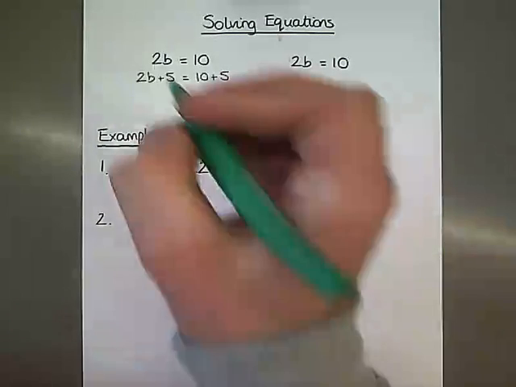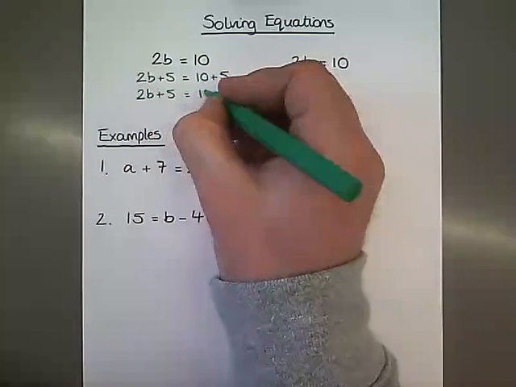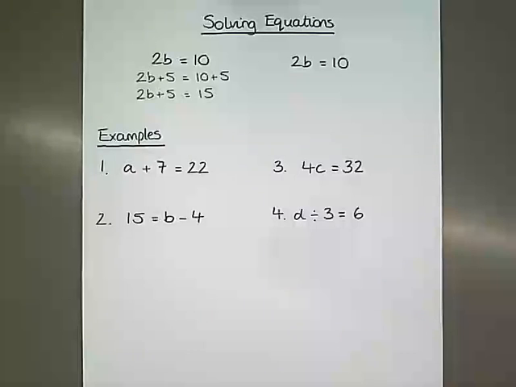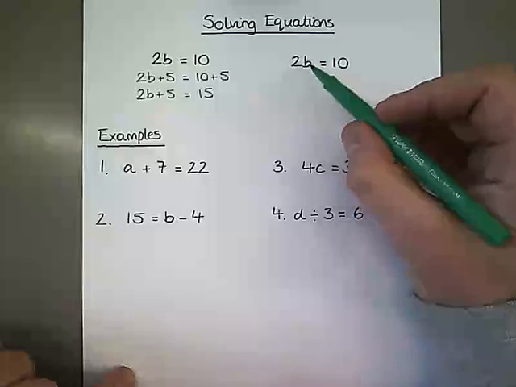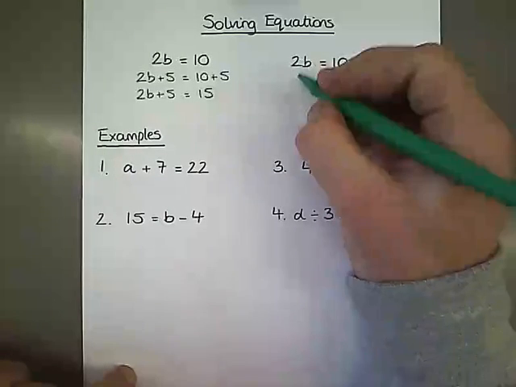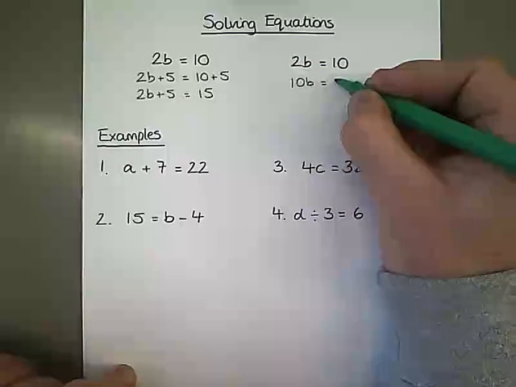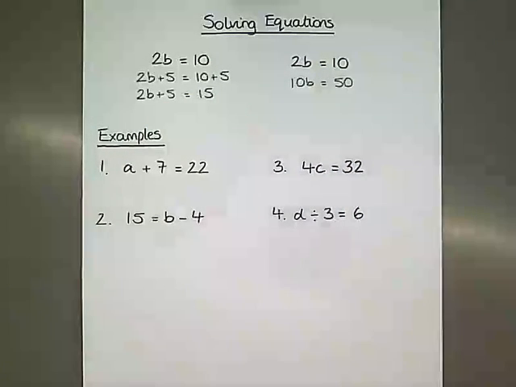Okay, I would then get 2b plus 5 equals 15. Okay, this is still true because I've done the same thing to both sides. Okay, if I times both sides by a number, if I times both sides by 5, 2b times 5 would be 10b, and 10 times 5 is 50. This is still true because we did the same thing to both sides. And that is the main thing that we need to remember, okay?